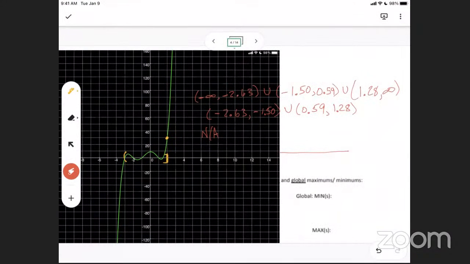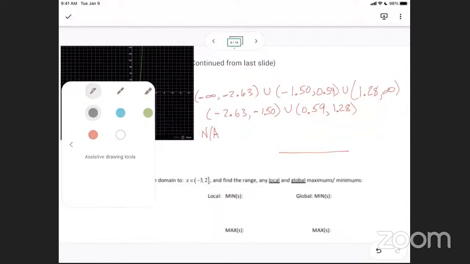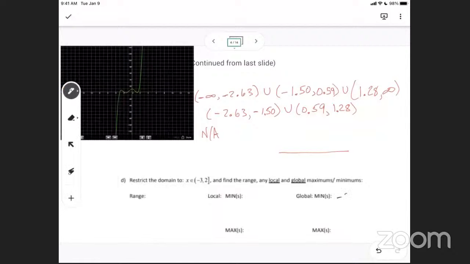Got it? I'm going to zoom back out and erase that stuff. So the global min is -2.81. And if you want to say at x equals whatever that point was. What was that point there? That was 1.28. You know how I know it was 1.28?